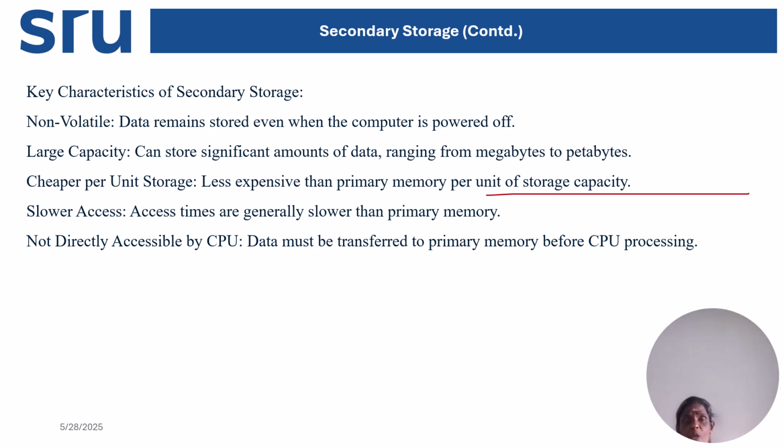Slower access. Access times are generally slower than primary memory. Primary memory, I already showed an example. Here no need. Not directly accessible by the CPU. So the CPU cannot access secondary memory directly, and it will not be connected directly to the computer. Data must be transferred to primary memory before the CPU can use it, because the CPU can access only main memory and cache memory, not secondary memory.